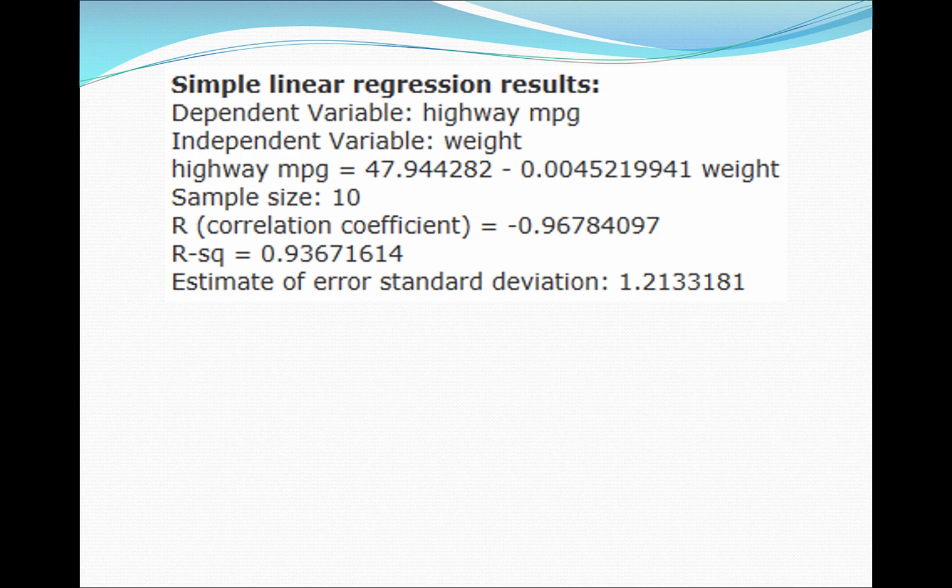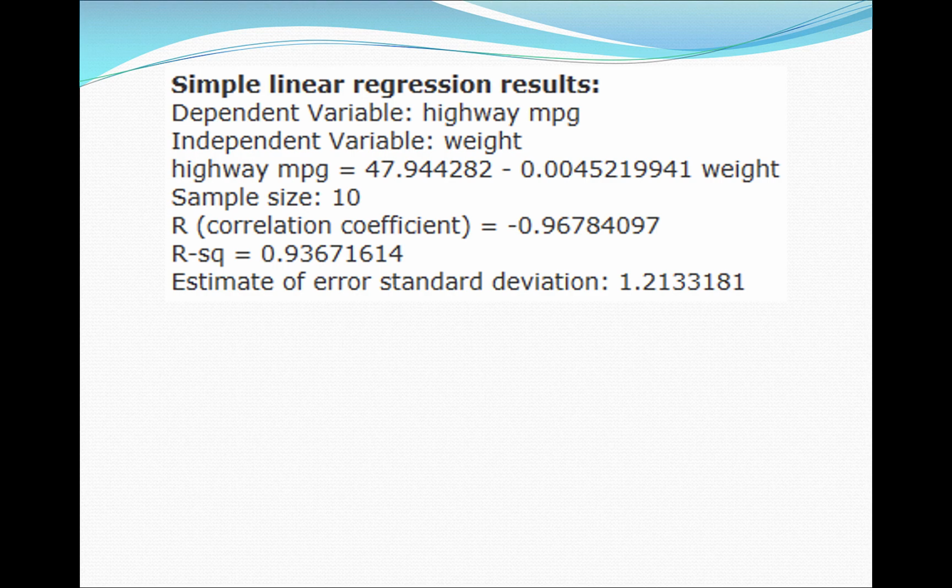The R value, that's the same R value as you saw before. This is where you get it on this kind of output, it'll just tell you what the correlation coefficient is. It's negative 0.968 if we round. The R-SQ, that's actually your R squared value. So if you just take that R value and you square it, you'll get R squared.